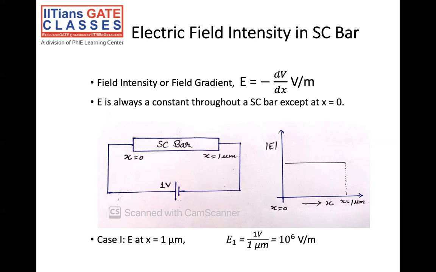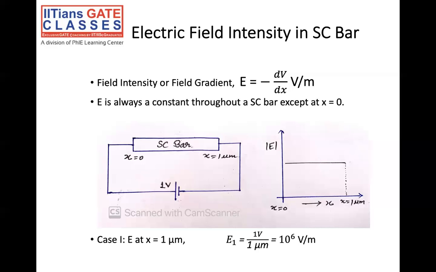So here, we have 2 diagrams. In one diagram, one circuit is there, and in the other diagram we have the graph of electric field with respect to the distance into the semiconductor. So suppose a 1 volt voltage source is applied across the semiconductor bar, we can find out the electric field at different lengths of the semiconductor bar.